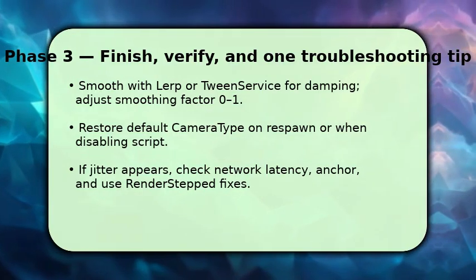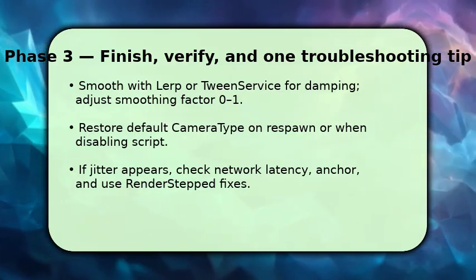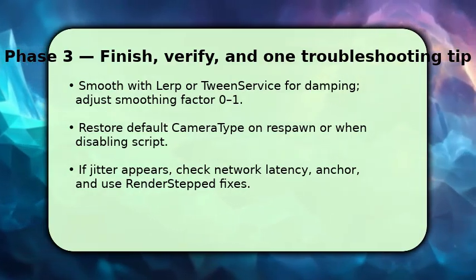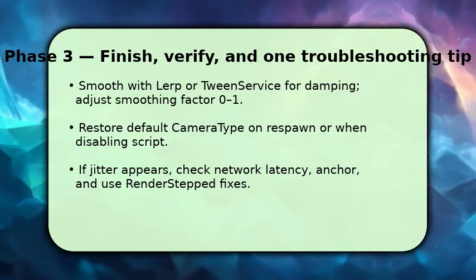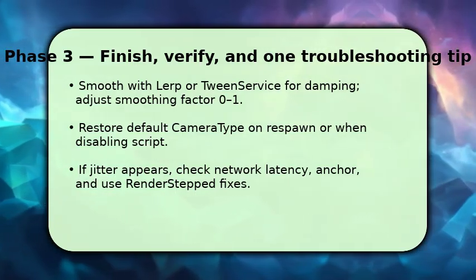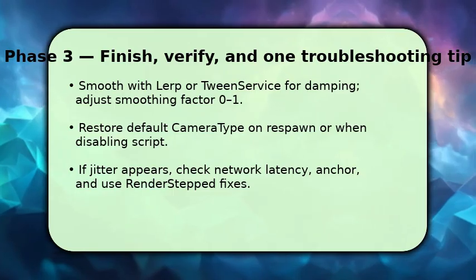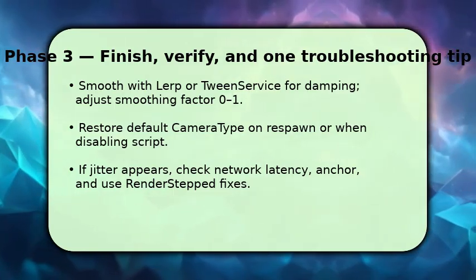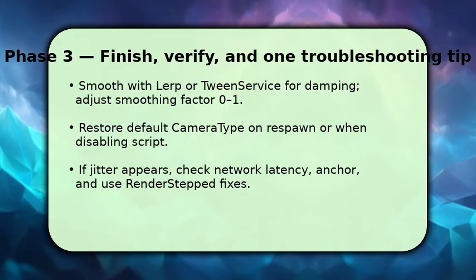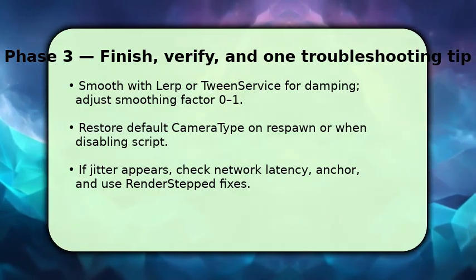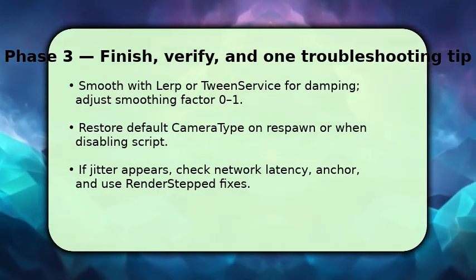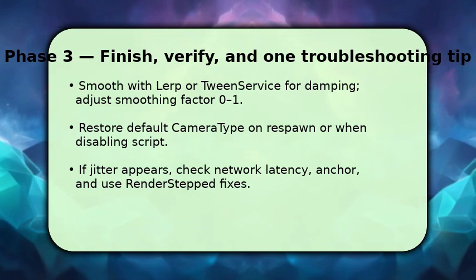Make sure to restore camera type and connections when a character respawns or the script is disabled so you don't break default controls. If you encounter jitter, check that you're updating on RenderStepped, not Heartbeat, and verify the camera isn't parented to physics objects. Also debounce input and reduce heavy per-frame allocations. That troubleshooting tip should resolve most common problems.